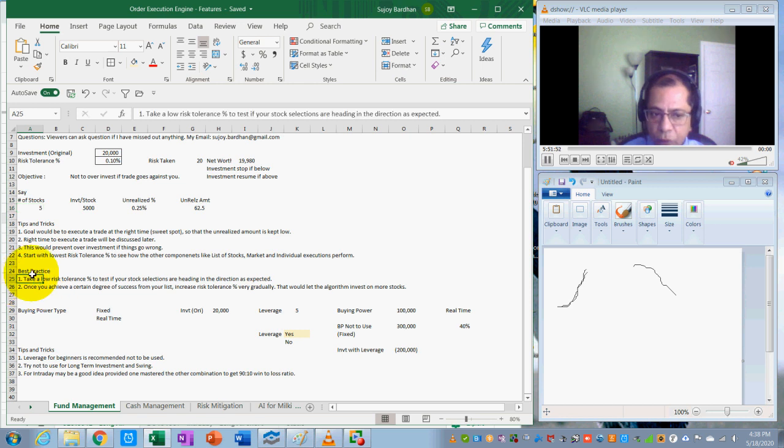So one of the best practices: keep your risk tolerance low, as I have just said, and test it out to see if the stock selections are heading in the same direction as expected. That's exactly what I'm trying to tell you here. Once you achieve a certain degree of success from your list, and the list will be your list of stocks, increase the risk tolerance percentage gradually.